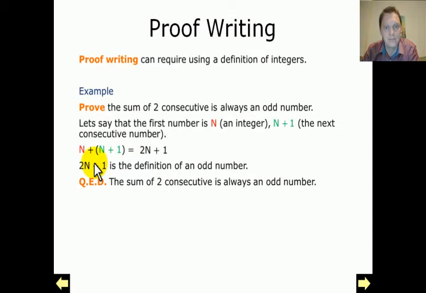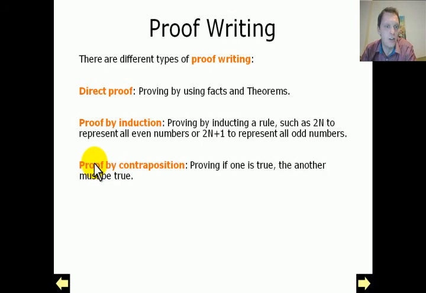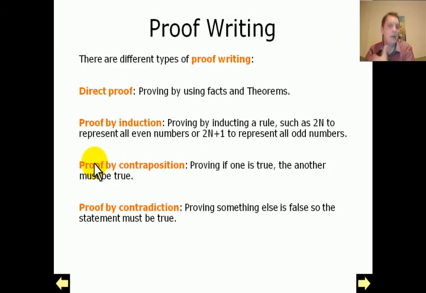So these are different types of proofs that we could end up using when we're proof writing. We could use direct proof, which is what we're using in our first two examples. So proving using the facts that we're given and using theorems. So we can use proof writing when we are working with maybe congruent triangles, similar shapes, maybe circle theorems.